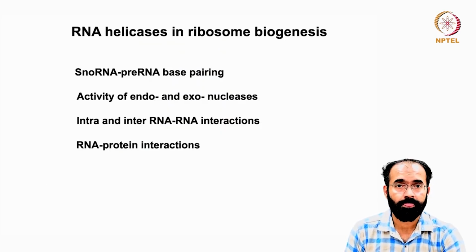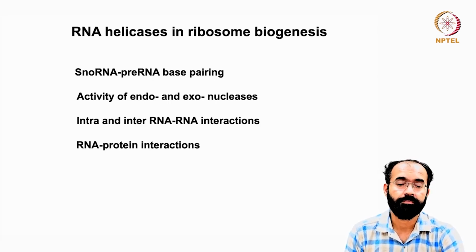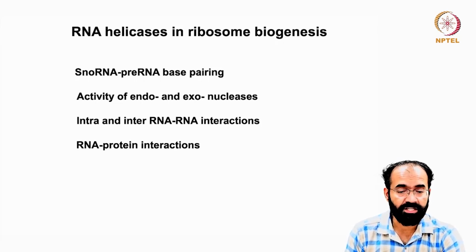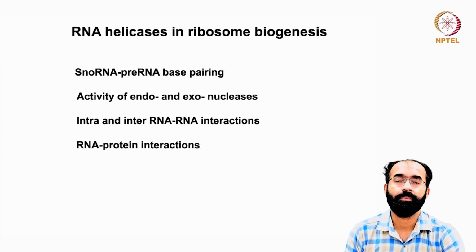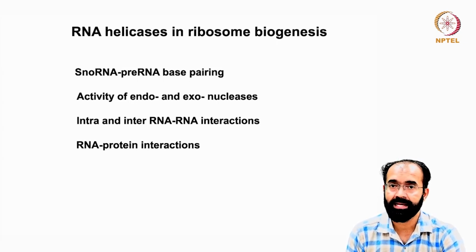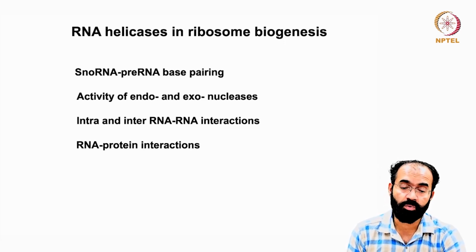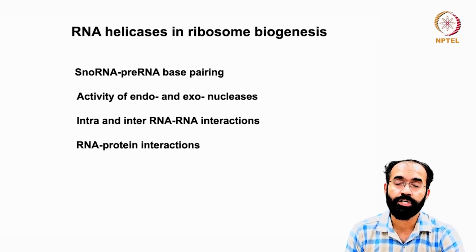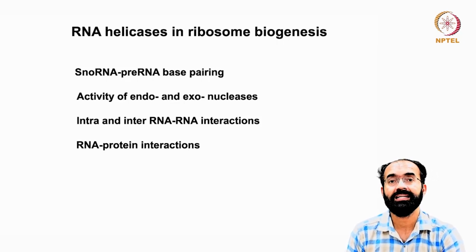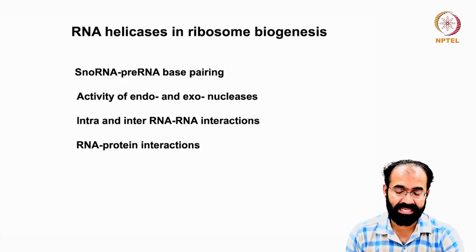And snRNA and pre-RNA base pairing is the important process which is governed by RNA helicases during ribosome biogenesis, and the activity of endo and exonucleases, because many times the ribosomal RNA requires some trimming, maturation, cleaving, etc. And also intra and inter RNA interactions are important, and also RNA protein interactions. These are governed during the ribosome biogenesis, mainly done by the RNA helicase enzymes.